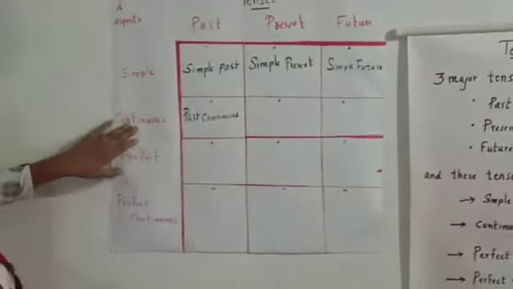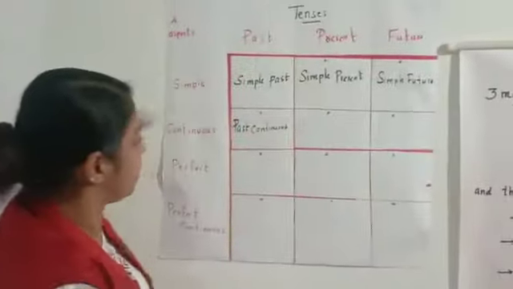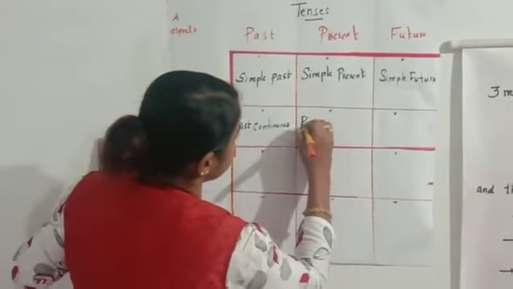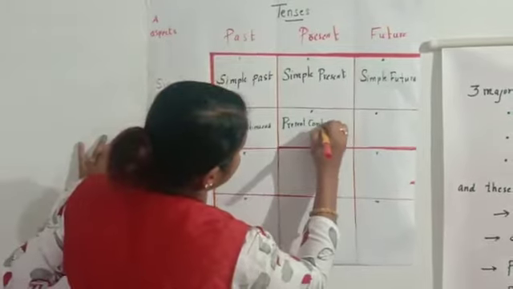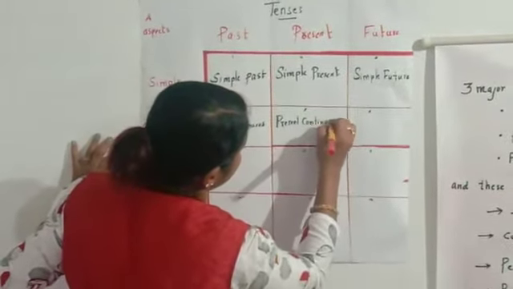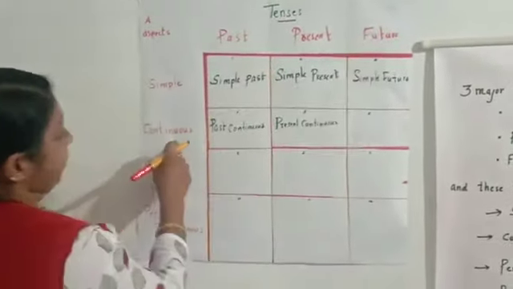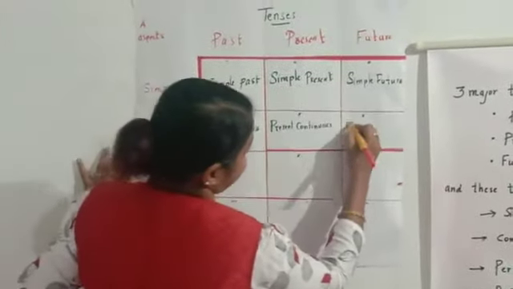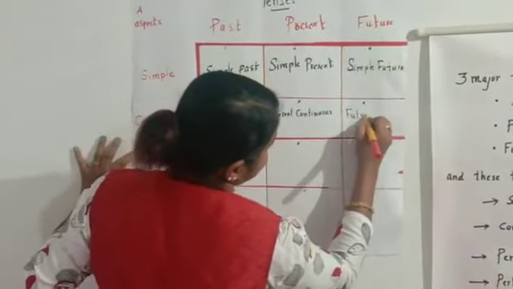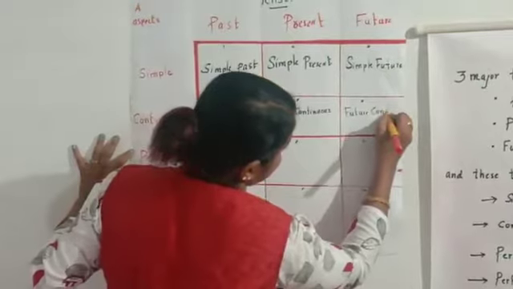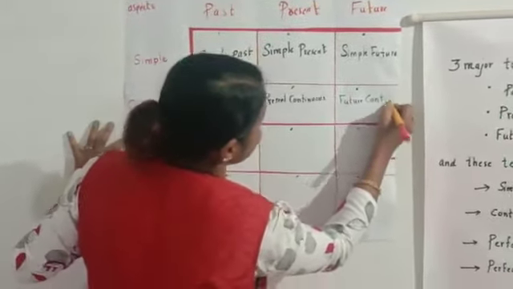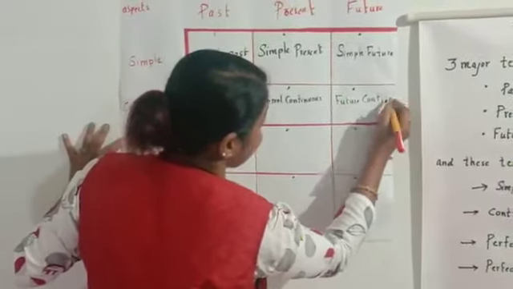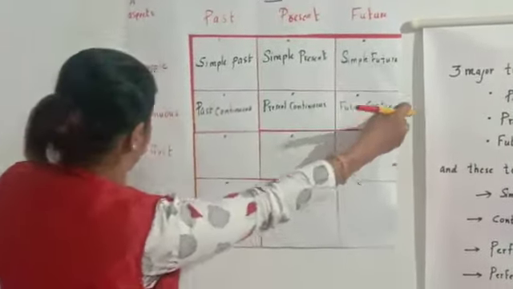Okay, next we have continuous and present. You can write here present continuous. Next is future and continuous. Future continuous. I don't have space here, so I'm just making it short form. Future continuous. Okay, when you are preparing it, you have to write the full form here.